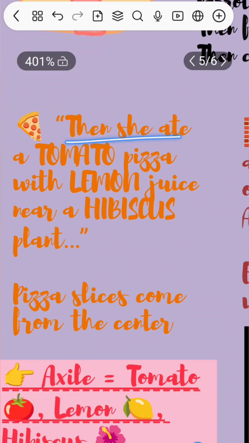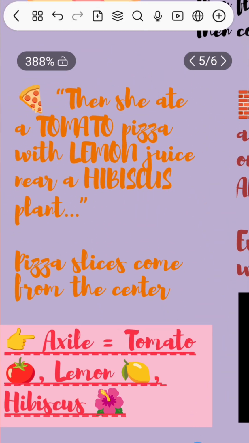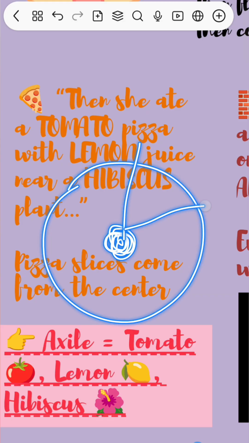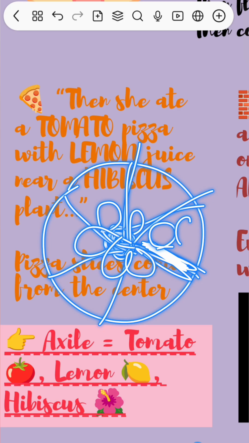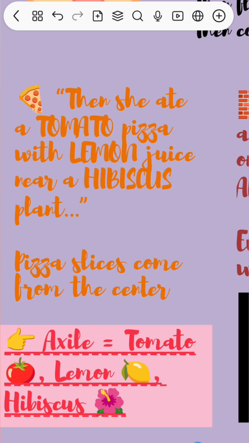Then after crossing the road, she went to a pizza shop. I think she ate a nice tomato pizza. How would the pizza look? It would have a center. You can see the partition over here. The two partitions are what we call the septum, and the ovules are attached to the center, just like a pizza. With lemon juice, she ordered a lemonade, near a hibiscus plant. So she ate a tomato pizza with lemonade near a hibiscus plant.